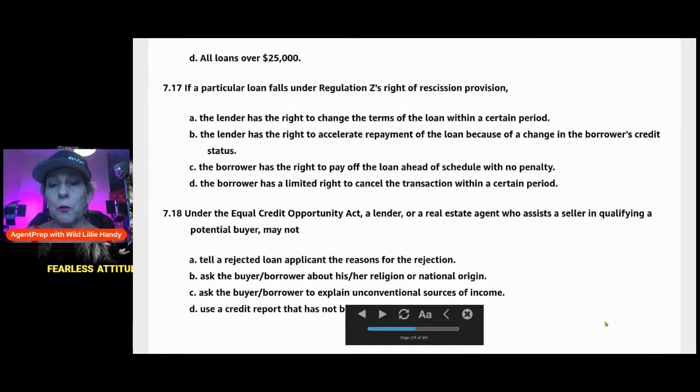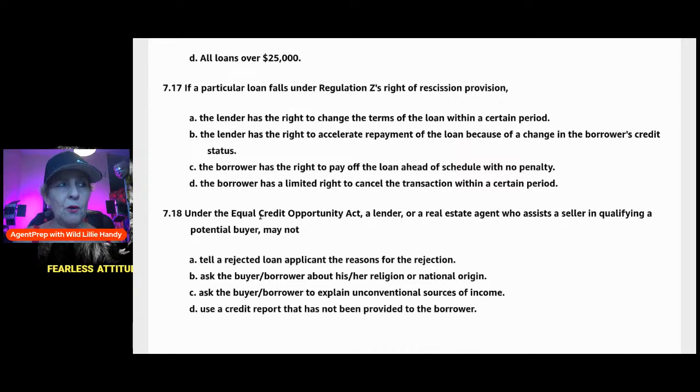Under the Equal Credit Opportunity Act, a lender or a real estate agent who assists a seller in qualifying a potential buyer may not do what? Okay, so they cannot do one of the following. A, tell a rejected loan applicant the reasons for the rejection. B, ask the buyer borrower about his or her religion or national origin. C, ask the buyer borrower to explain unconventional sources of income. Or D, use a credit report that has not been provided by the borrower.